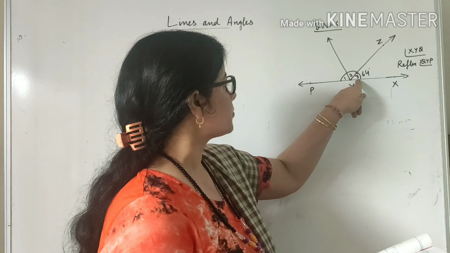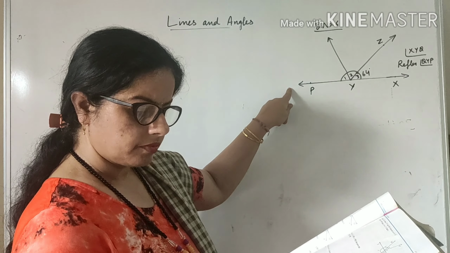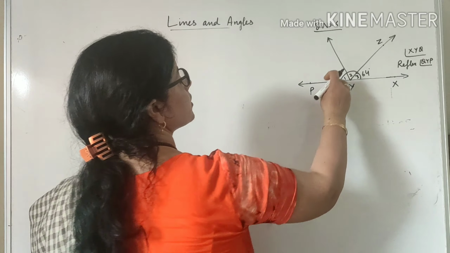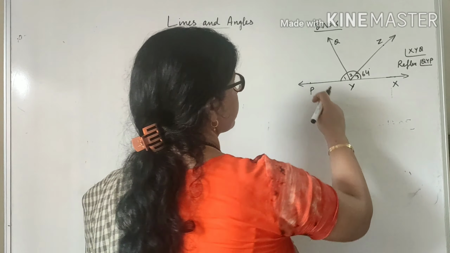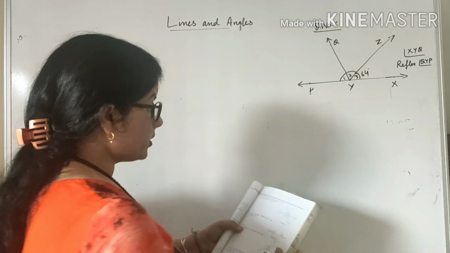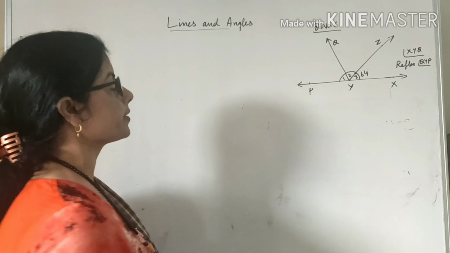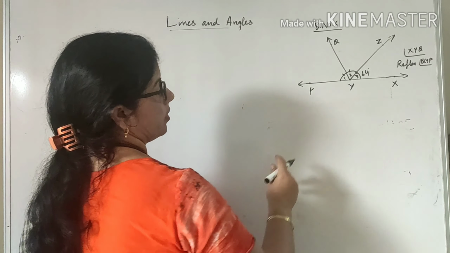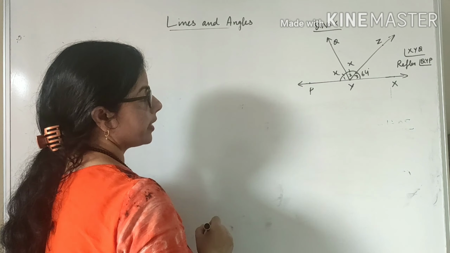This XY is produced to a point P. Draw a figure from the given information. YQ is a ray which is bisecting this angle ZYP. And he is saying find the angle XYQ and reflex QYP. These two angles we want to find here. These two angles are equal, it is given to us. So if this angle is x, then this angle will also be x.